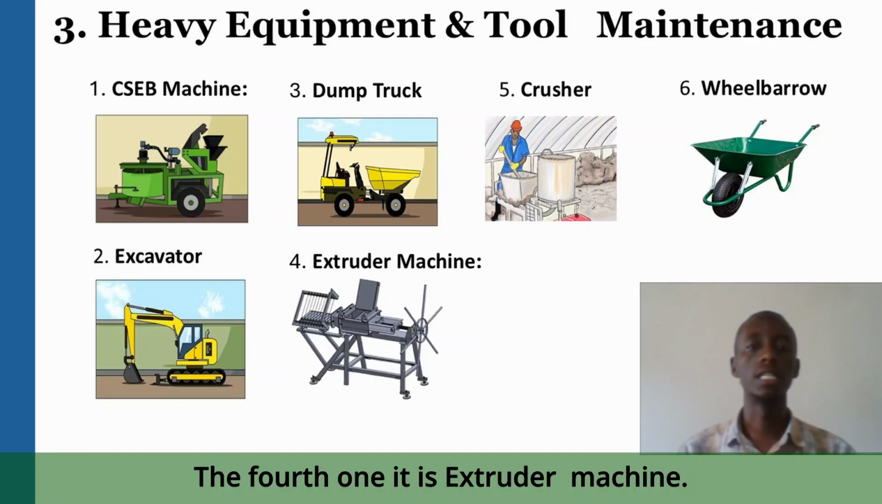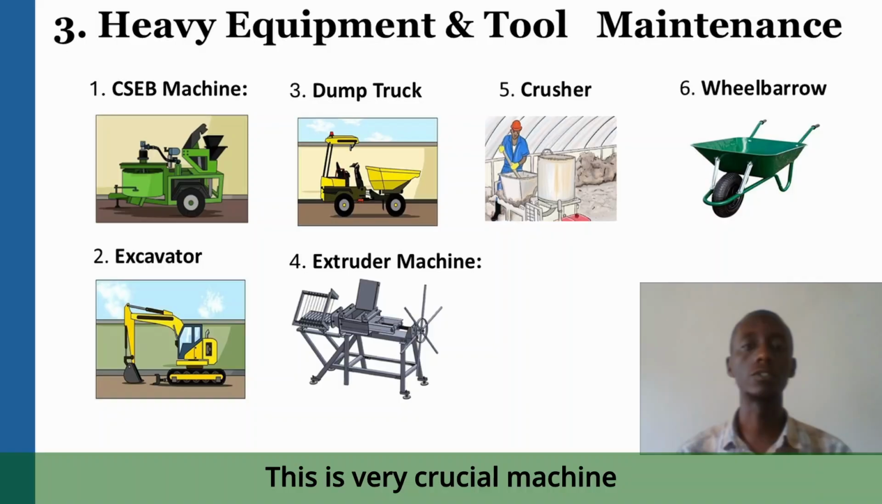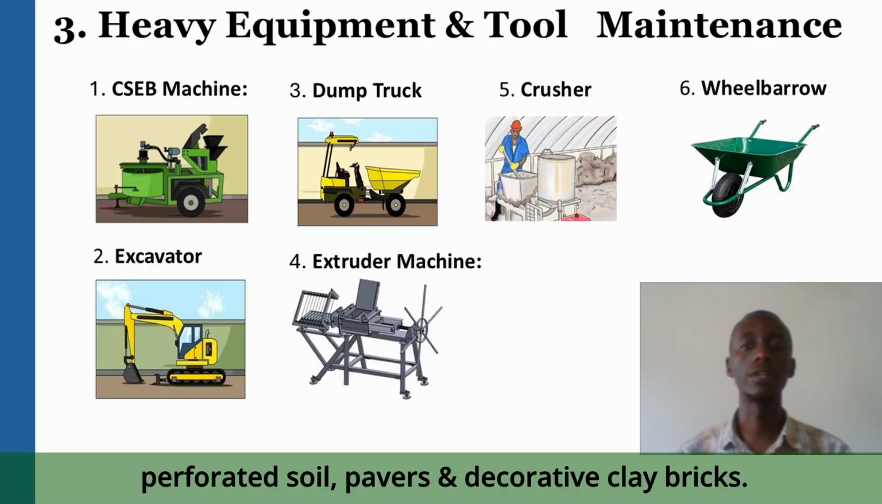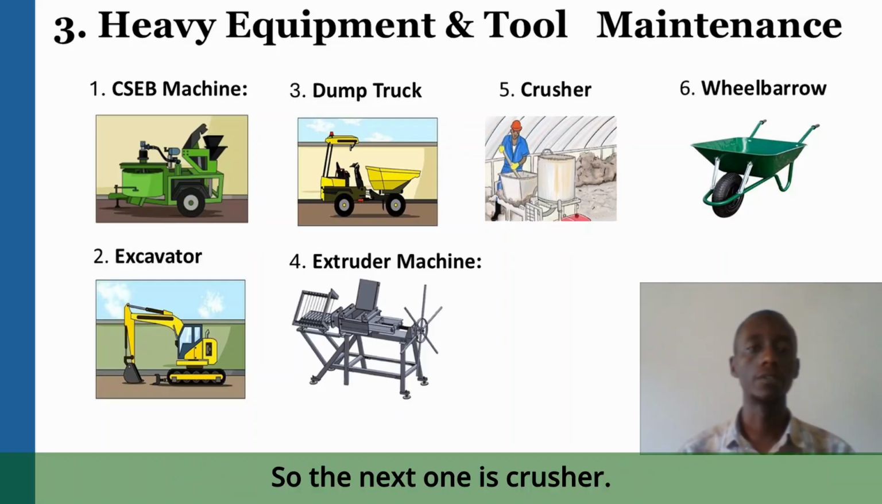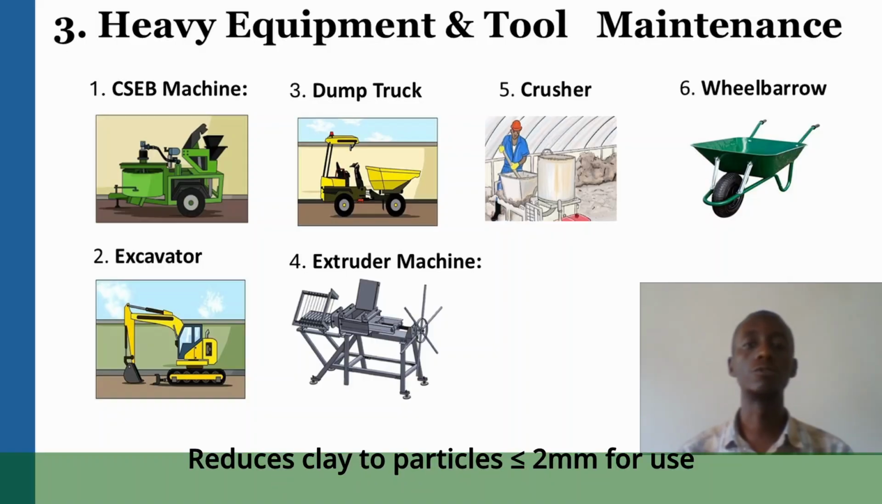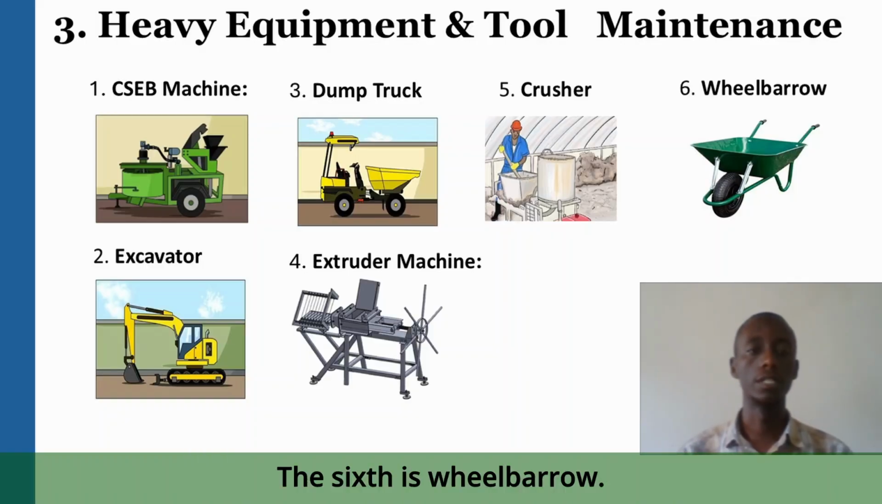The fourth one is the extruder machine. This is one of the biggest machines. It is a very large machine used to produce perforated bricks, pavers, and decorative clay bricks. The next one is the crusher, which reduces clay to particles of 2 mm or less for use. The sixth is the wheelbarrow, which transports small material quantities used in batching.